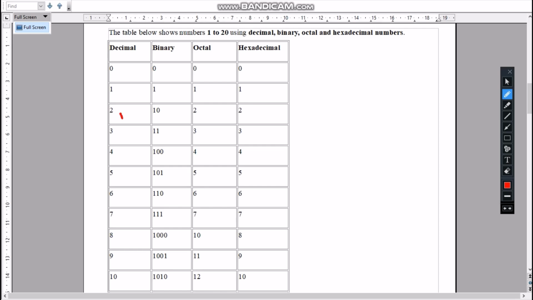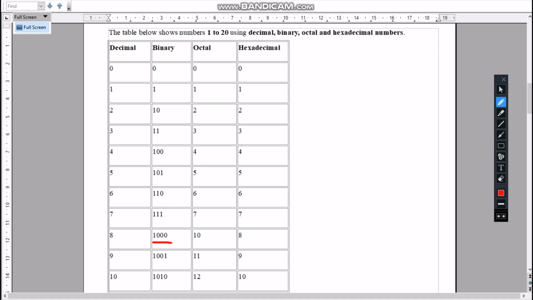Now the next number in decimal is 2. Its binary equivalent is 10, its octal equivalent is 2 and its hexadecimal equivalent is 2. Now in the same way, decimal number 8 has its binary equivalent 1000. Octal equivalent is 10. It is not 8 because 8 is not a valid digit in the octal number system. In hexadecimal it is 8 only.